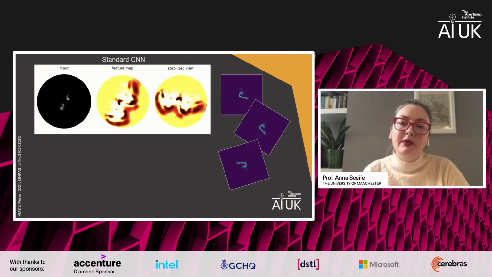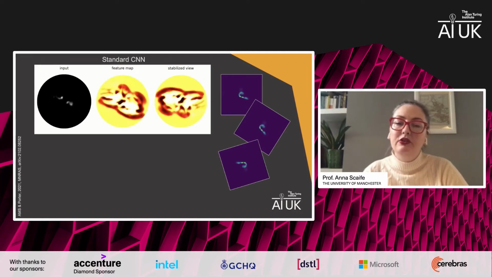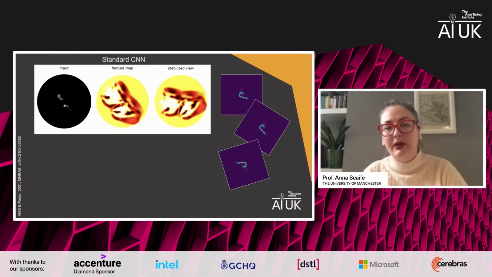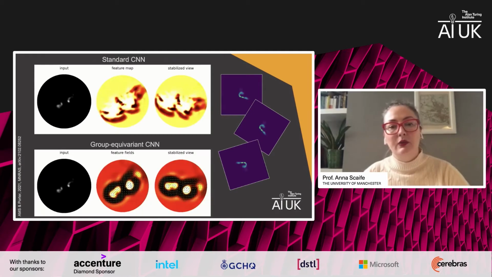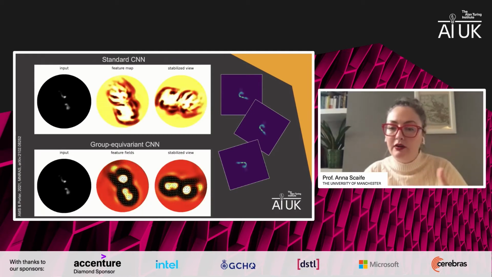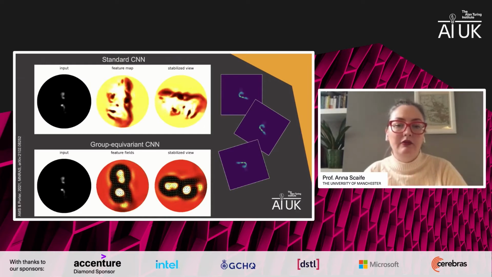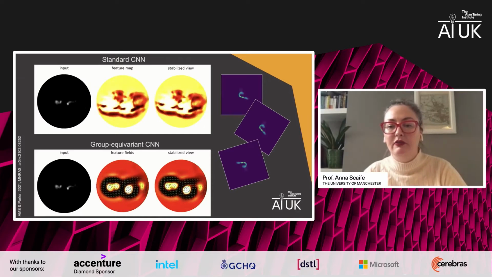But it can be extremely problematic for us because it introduces not only a variability in the prediction, but also a variability in the uncertainty. So we've been looking at the use of group equivariant convolutional neural networks that take into account this rotational variance to give us a stabilized view of our feature space.